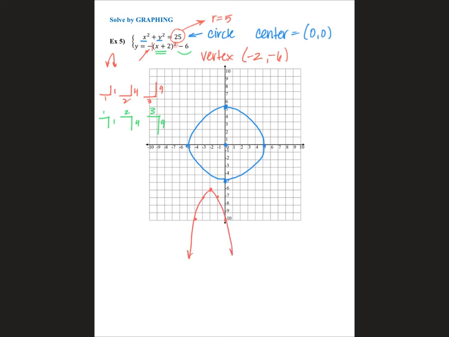Now, when I analyze those two graphs, I recognize that they don't intersect at all. So if there's no intersection point between the two graphs, that means that there is going to be no solution.